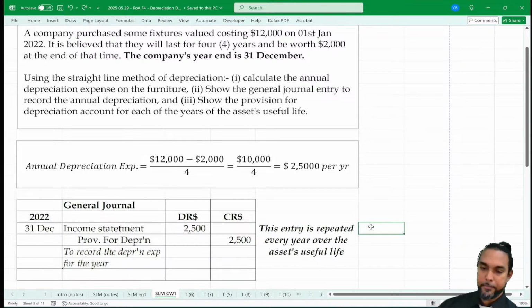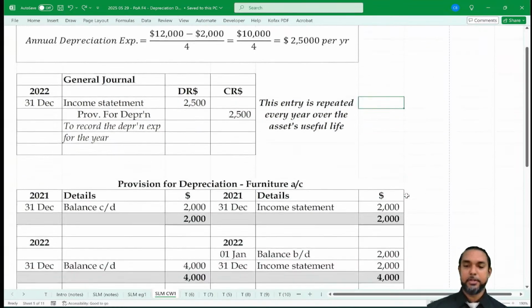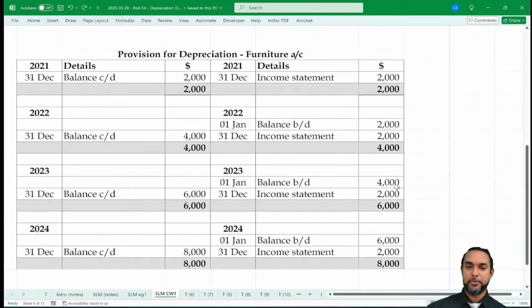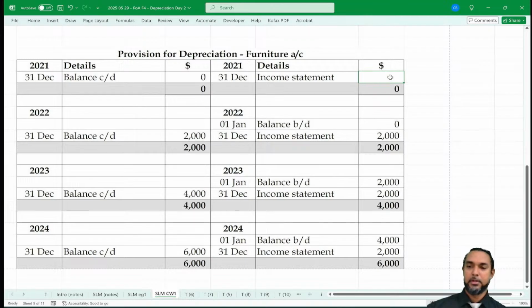Alright, lovely. So what I want you guys to do is fill out the T account now. Of course it wouldn't be this figure.